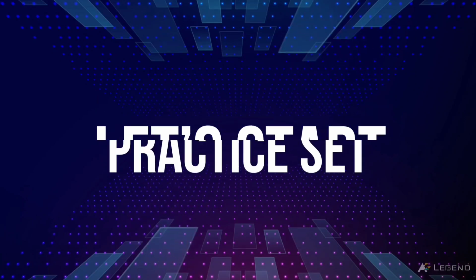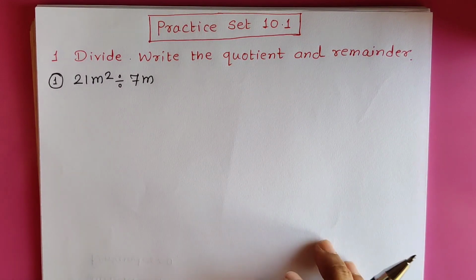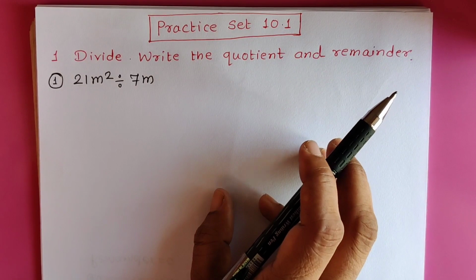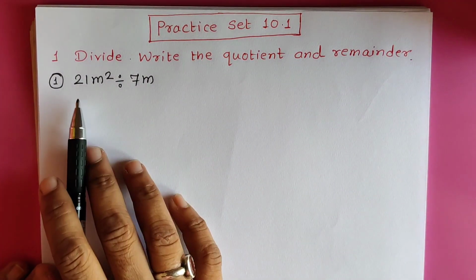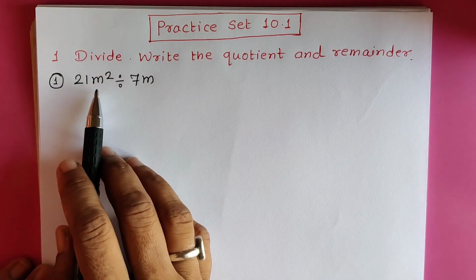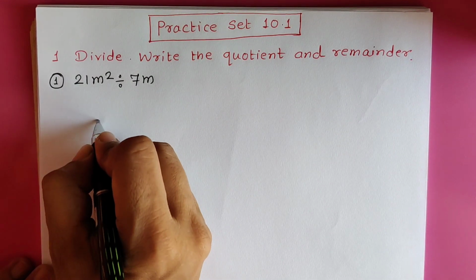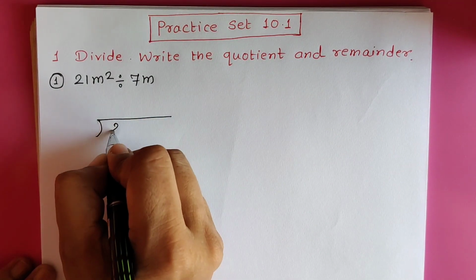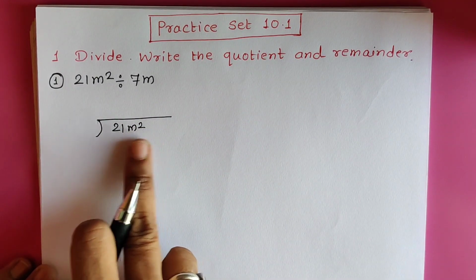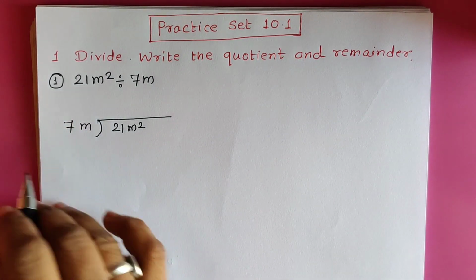Let's start practice set 10.1. So the question is, divide, write the quotient and remainder. So let us see how to divide. First sum is 21m square divided by 7m. That means 21m square is our dividend and 7m is the divisor. So 21m square we write in the dividend place inside, and 7m we will write in the divisor place outside.